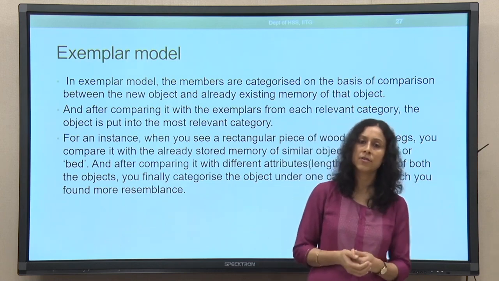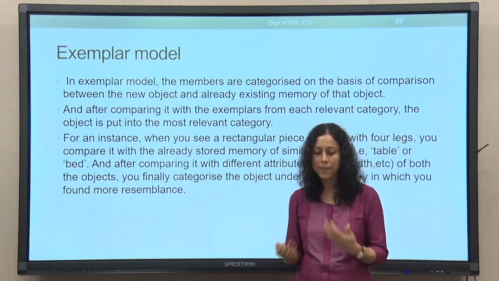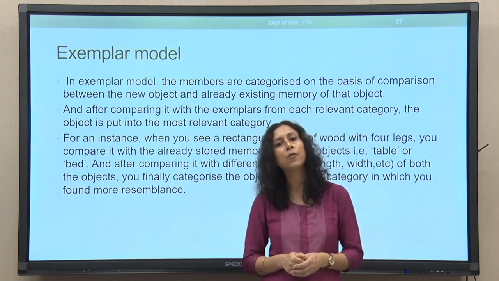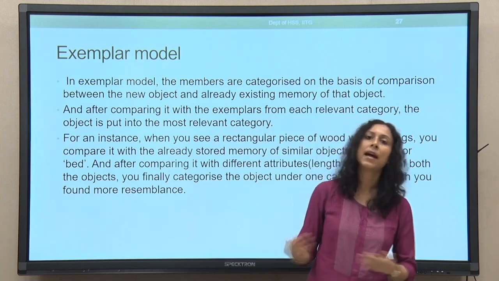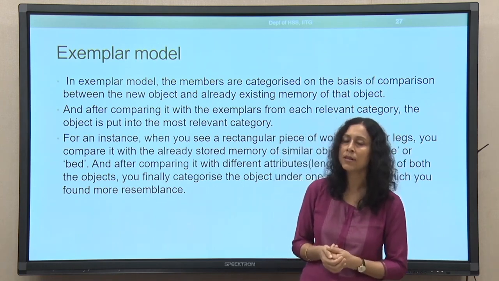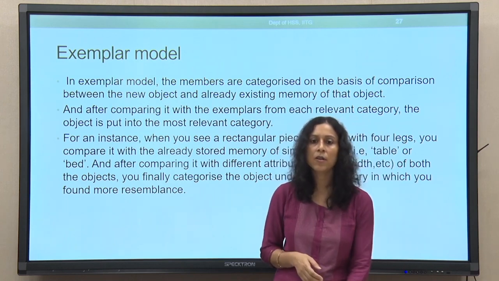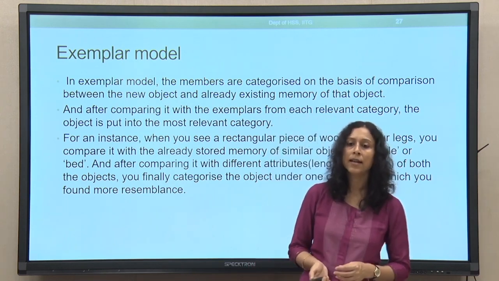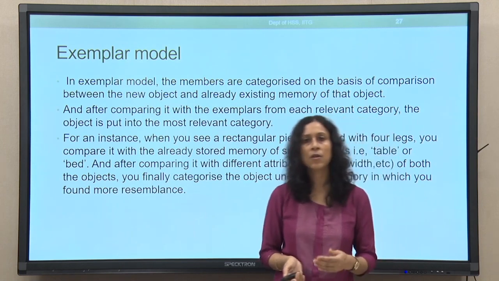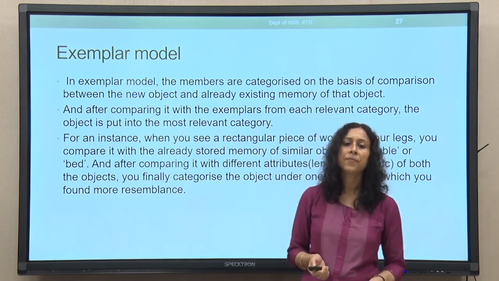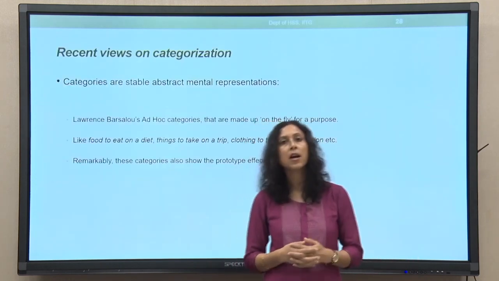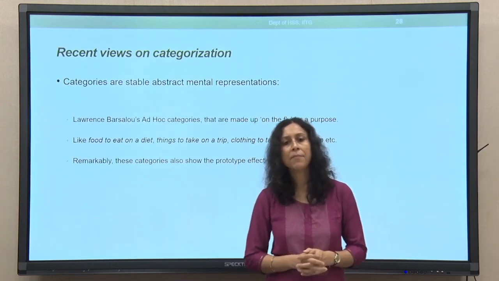In fact, this is how Barsalou also said it, but Barsalou did not give it a very subjective look. For instance, when you see a rectangular piece of wood with four legs, it can qualify to be both a table and a bed. So, you go back to your already existing criteria and all the exemplars of that particular category, and then you match it depending on what is the best fit with your memory, after comparing it with different attributes, for example, length and width and how it looks overall, and so on. And you finally categorize the object under one category. This is what the exemplar theory talks about.